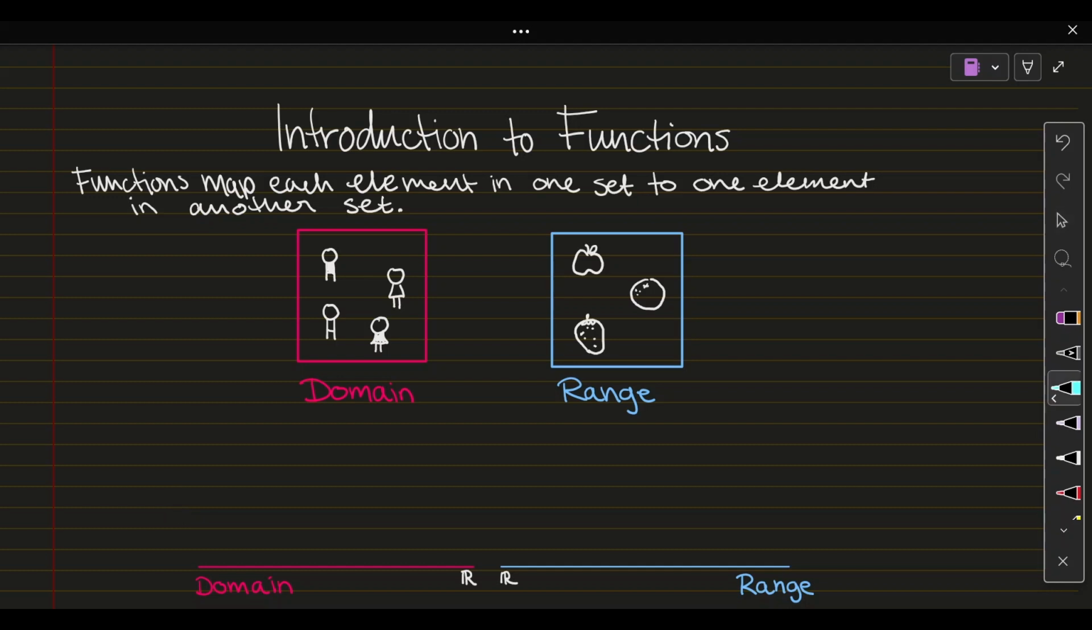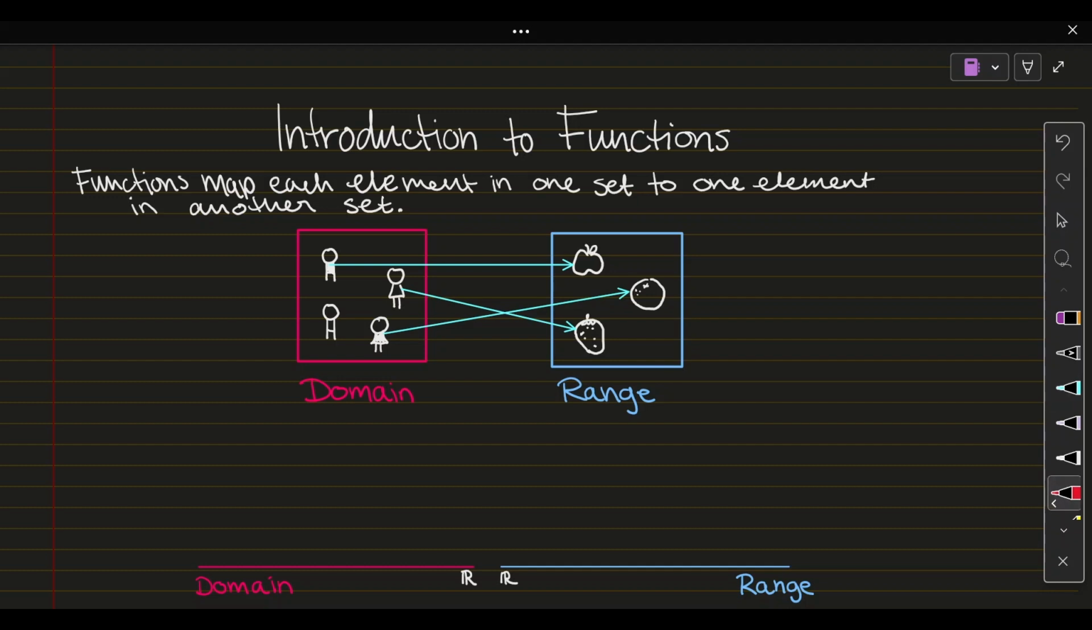So I might assign this guy an apple, and I may assign her a strawberry, and I might assign her an orange, and maybe this guy gets nothing. I don't know. Maybe I don't like him, right? This assignment from a person to a fruit, we would call a function, because each person gets only one fruit.